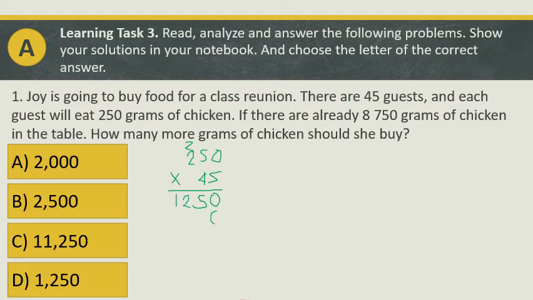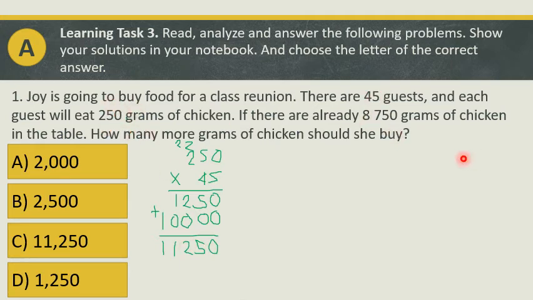Then yung baba naman, 4 times 0 is 0. 5 times 4 is 20. So, carry 2. 4 times 2 is 8 plus 2 is 10. So, we will add this. So, 0 plus 0 is 0. 5 plus 0 is 5. 2 plus 0 is 2. And 1 plus 0 is 1. Then, bring down 1. So, hindi pa po nagtatapos dyan yung ating problem. So, yan po yung total ng chicken na kakainin ng 45 guests.